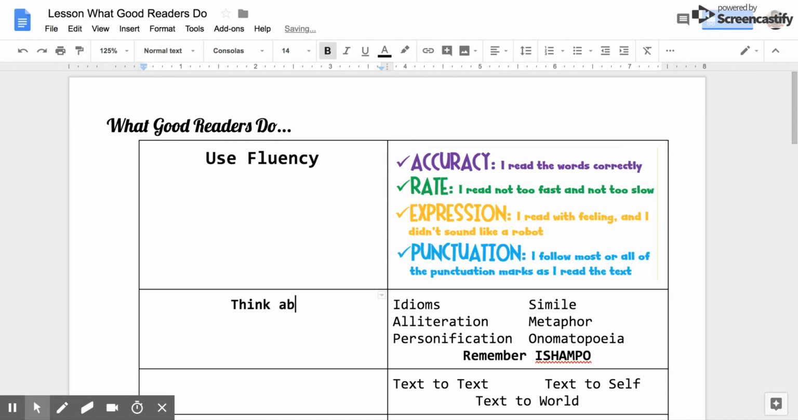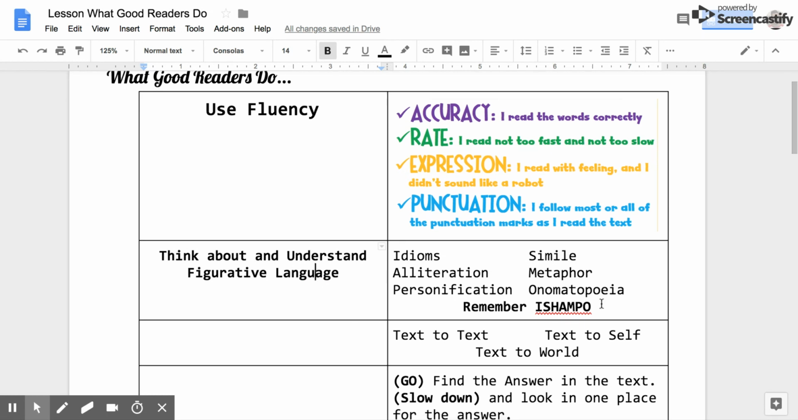And at any time, you can always pause the video and go at your own pace if you need more time to write. So this would be a good time, if you want, to pause the video to write, think about and understand figurative language. Now, later in the year, you'll get a lesson on all of these devices for figurative language, such as idioms, similes, alliteration, metaphor, personification, and onomatopoeia. A really cool acronym to remember all of these figurative language devices is I shampoo.